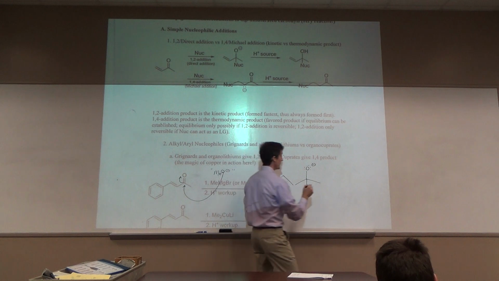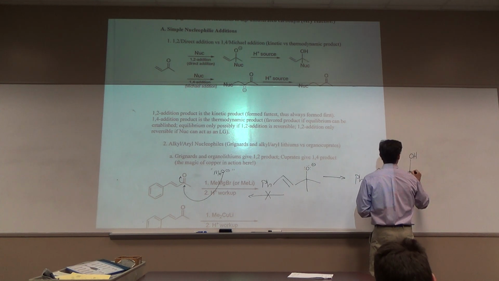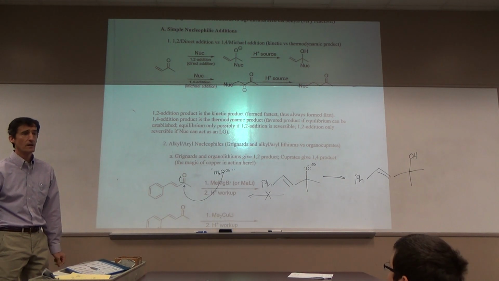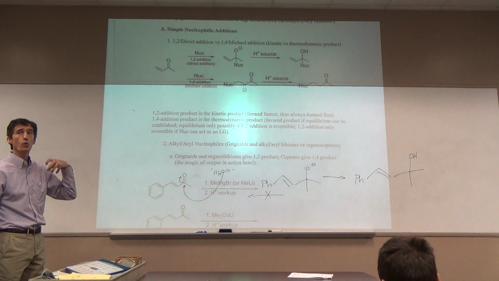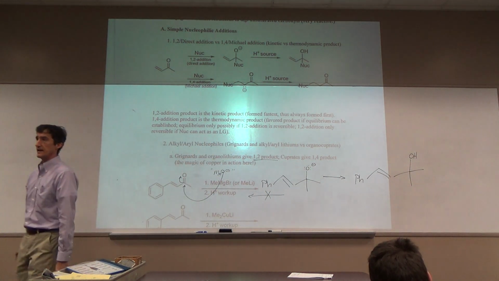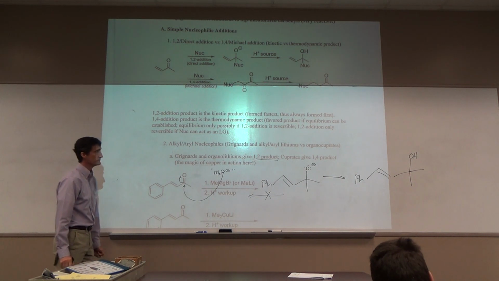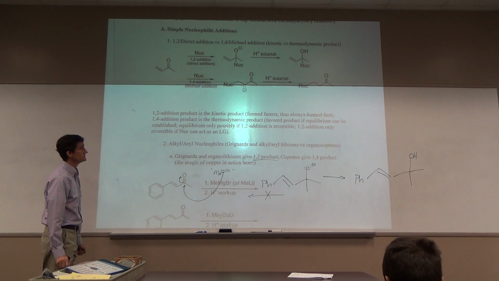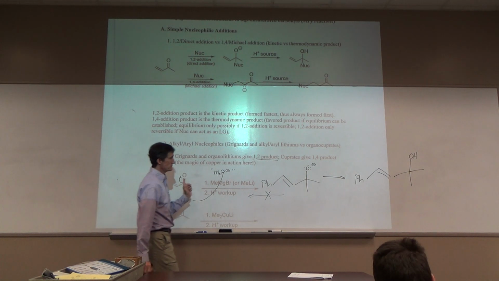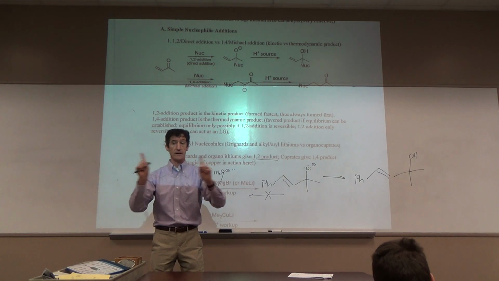All you can do is put on a proton, and what do you get? You get that product there, which is actually a tertiary alcohol. There's your product. What type of reaction did we do? We added a Grignard by a 1,2 addition. There's your 1,2 addition product after workup. Cannot reverse. The 1,4 product is only going to be favored if equilibrium can be achieved. Equilibrium means that it can reverse back and forth.